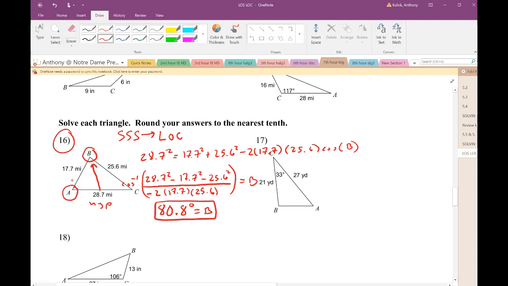To solve for A, instead of using the law of cosines, I can now use the law of sines. So let's do that for a change of pace. I know that sine of 80.8 over 28.7 is equal to the sine of A over the side opposite A.